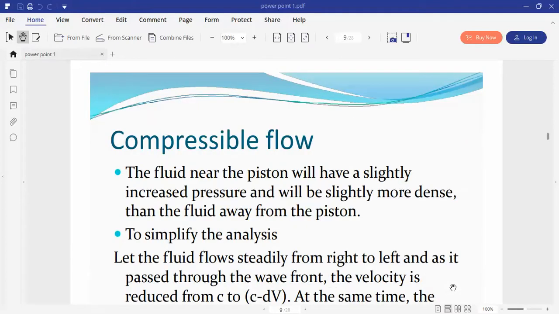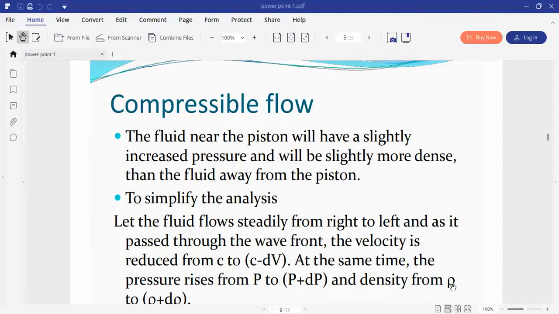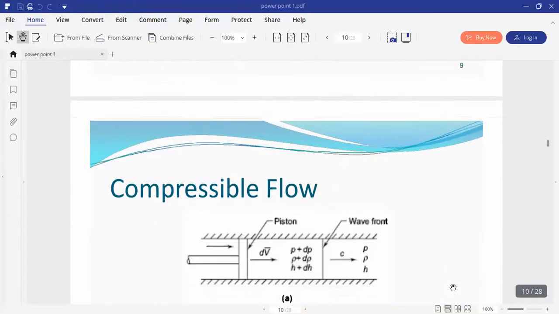The fluid near the piston will have a slightly increased pressure and will be slightly more dense than the fluid away from the piston. To simplify the analysis, let the fluid flow steadily from right to left, and as it passes through the wavefront, the velocity is reduced from c to c minus dV. At the same time, the pressure rises from P to P plus dP and the density from rho to rho plus d rho. This is the figure.